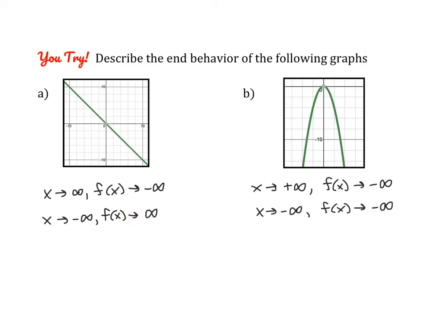Our graph goes up. For graph B, you can see that when I'm moving to the right, my graph goes down, and when I'm moving to the left, my graph goes down. So here you can notice that our end behavior is the same. So as x approaches positive infinity, f of x approaches negative infinity. As x approaches negative infinity, moving to the left, f of x also approaches negative infinity.